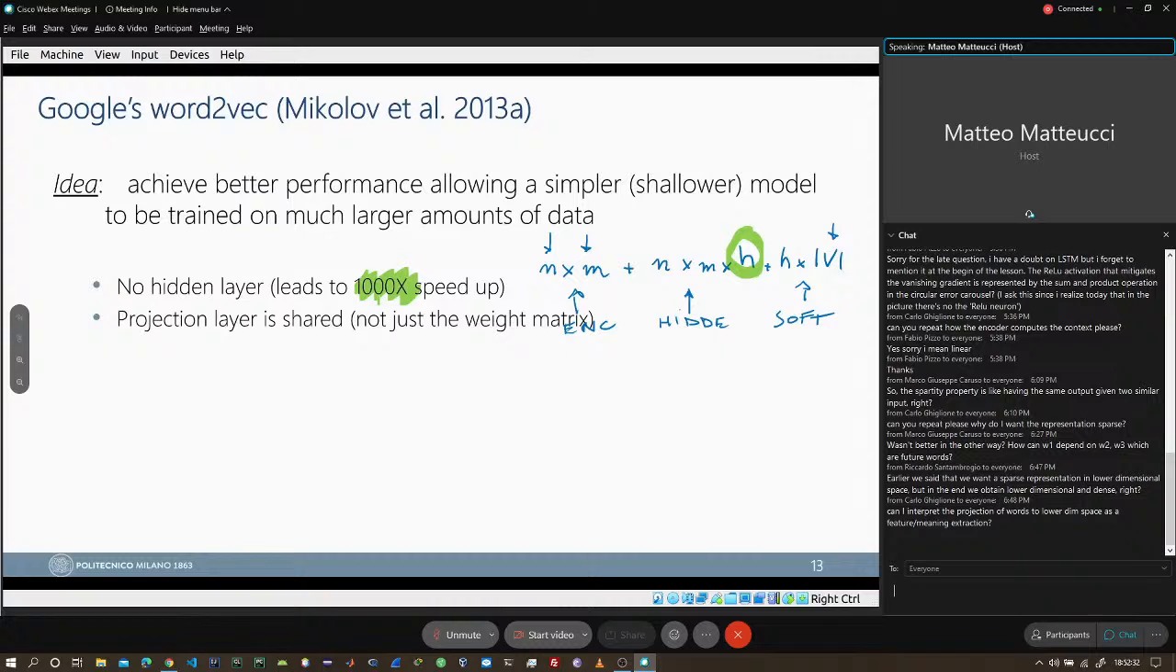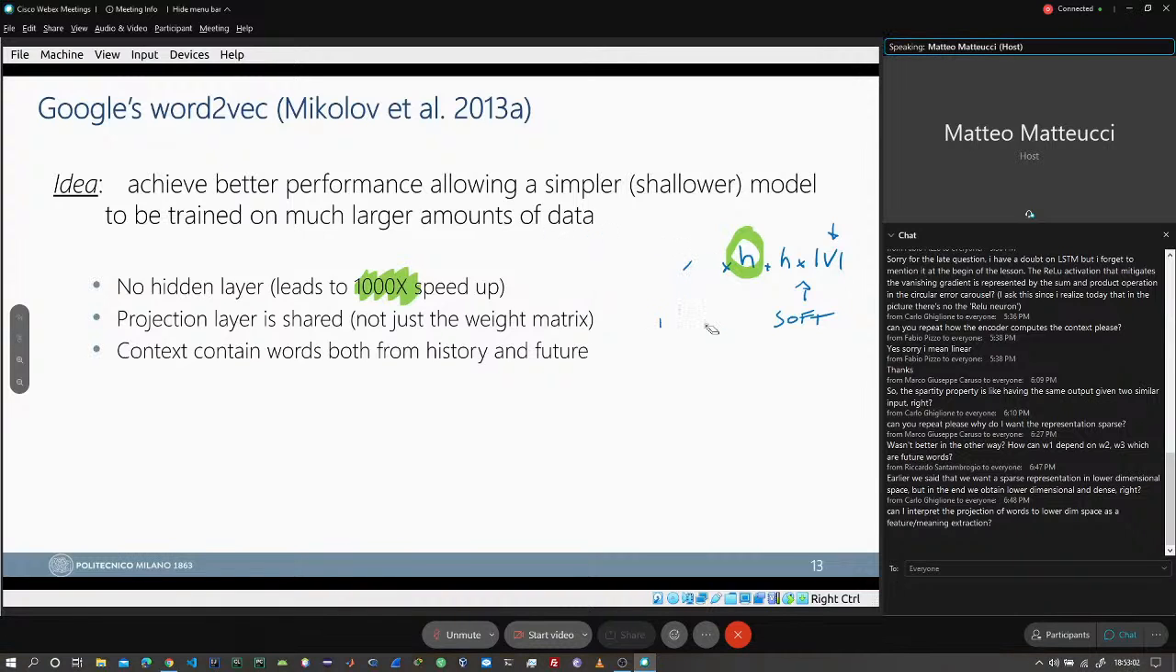Plus, the projection layer is shared. What does it mean? I will come back in a minute to the idea of a shared projection layer. And then the next idea was to use as context not only the previous words but also the following words. So what does it mean? It means that instead of learning to predict the next word, they did something different.